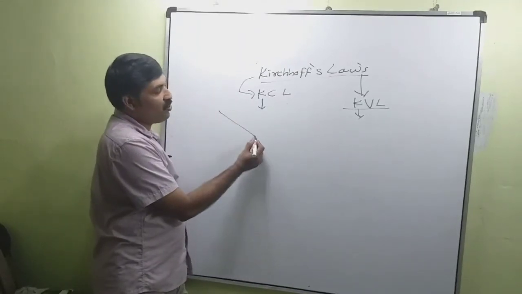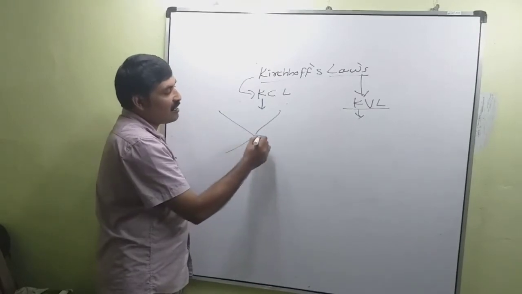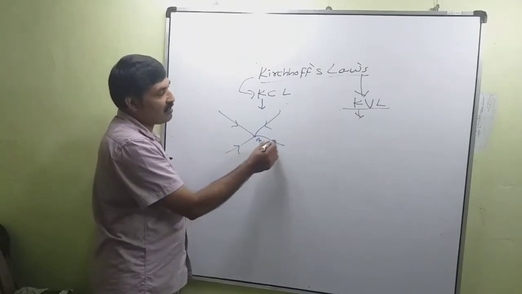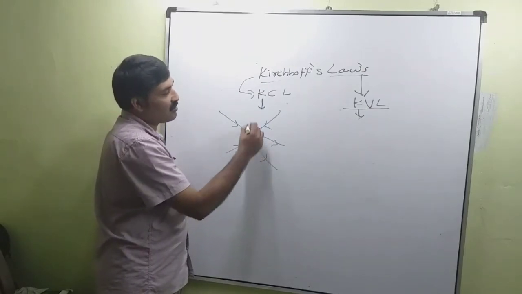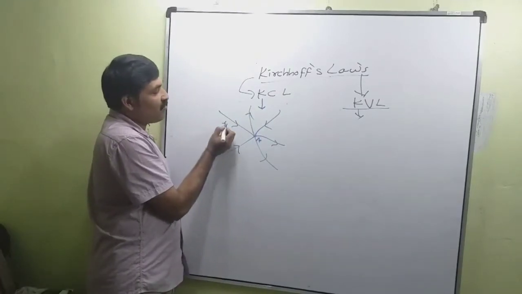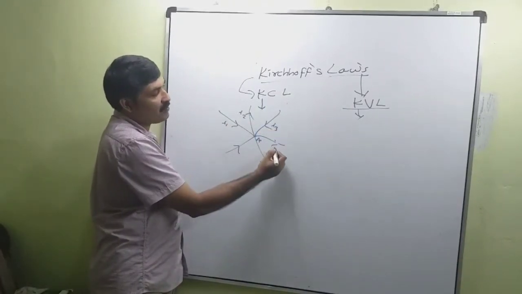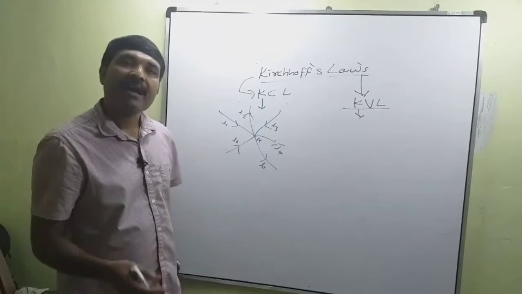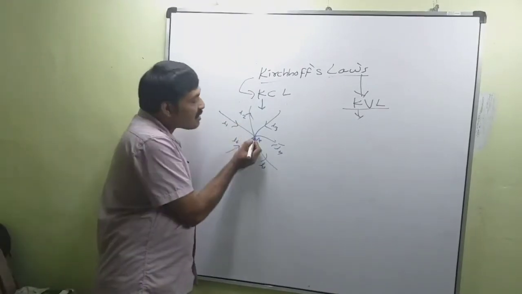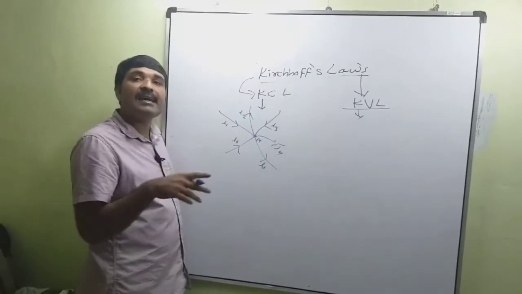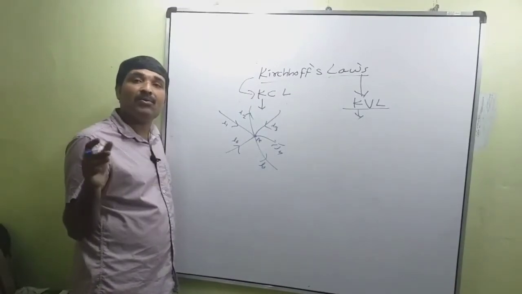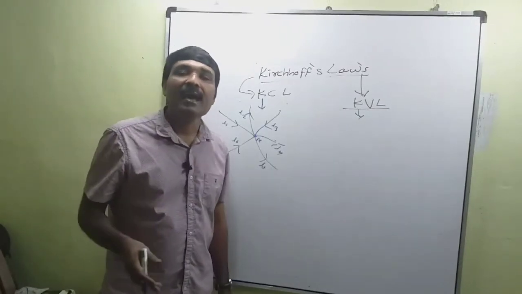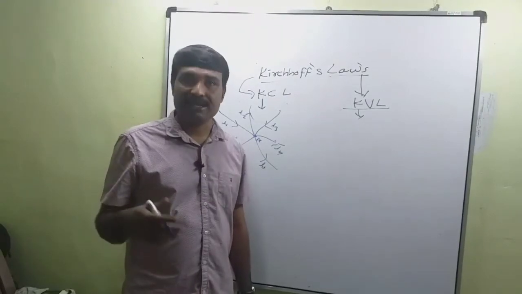Suppose we have node A. This is our node A, and these arrows represent the direction of incoming and outgoing currents. Let these be I1, I2, I3, I4, I5 and I6. Then, according to Kirchhoff's current law, the algebraic sum of these currents meeting at any node is always 0. Suppose we assume the direction of incoming current is positive, then the direction of outgoing current is negative.